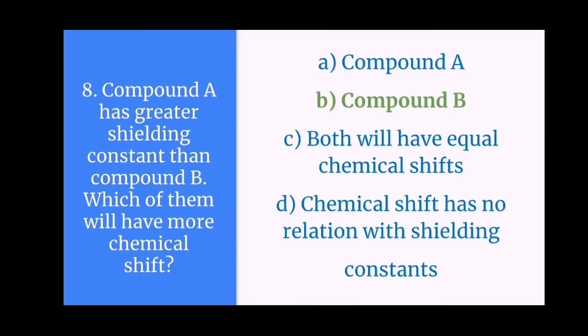Next is, compound A has greater shielding constant than compound B. Which of them will have more chemical shift? A. Compound A, B. Compound B, C. Both will have equal chemical shifts, D. Chemical shift has no relation with shielding constants. Correct answer is B. Compound B.